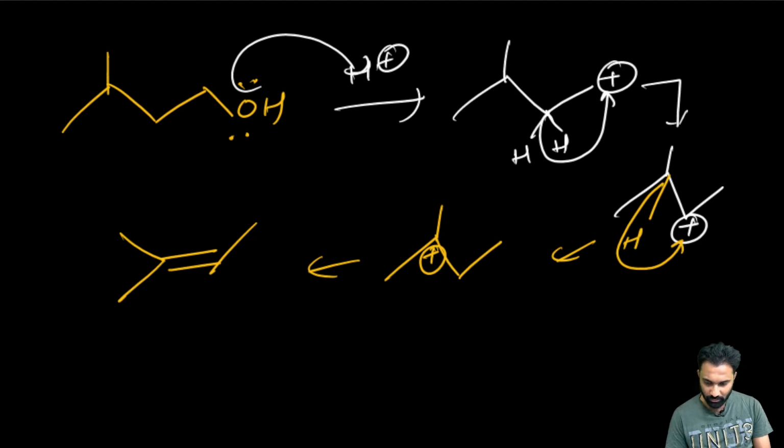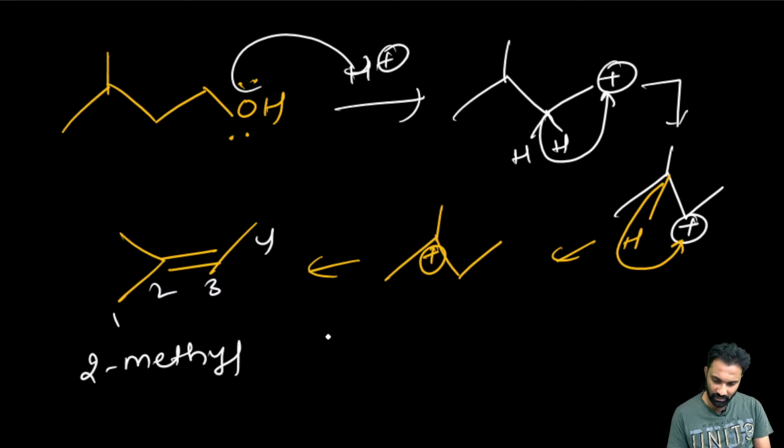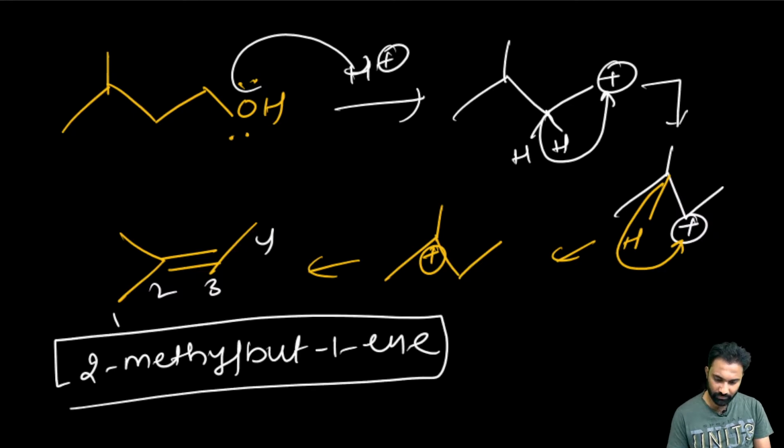No. How come you got the 3-methyl but-1-ene? This is 1, 2, 3, 4, right? So 2-methyl, we have to cross-check the IUPAC name. 3-methyl but-1-ene, right? 2-methyl but-1-ene. This is not the 3-methyl but-1-ene. This is a 2-methyl but-1-ene.